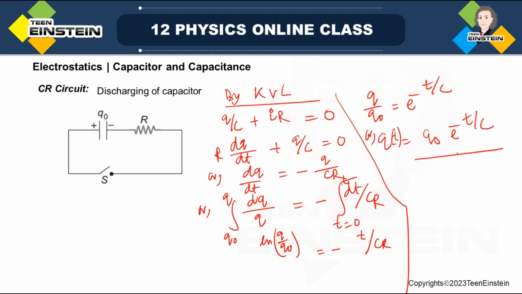So this is how the charge varies. Charge varies exponentially: q is equal to q0 e to the power minus t/CR. This is CR. Obviously, the rate of this decay or discharging depends on the CR value, that you know.